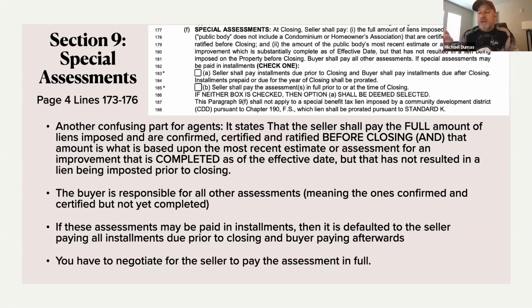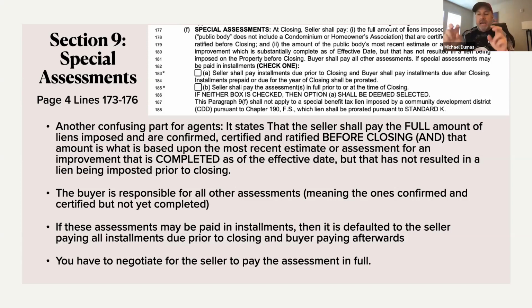The buyer is responsible for all other assessments, meaning these are the ones that are confirmed and certified, but not yet completed. We're going to add a paving assessment, but the work hasn't been done yet. Well, from the moment you take that property over, and the work is starting, you're responsible as the new homeowner. Why? Because there are times when things go into place and then they back the project out. So that's why that's in place that way. So again, repair is done, lien is in place, but it hasn't been filed yet, seller. Work isn't done, about to start, or is just starting, but nothing's in place, buyer, period.